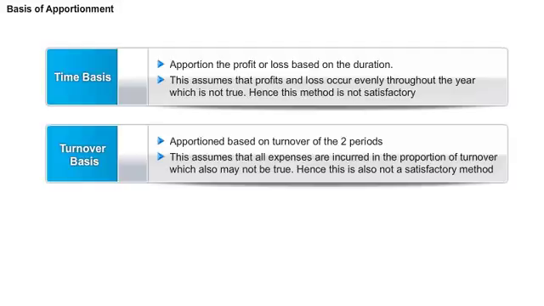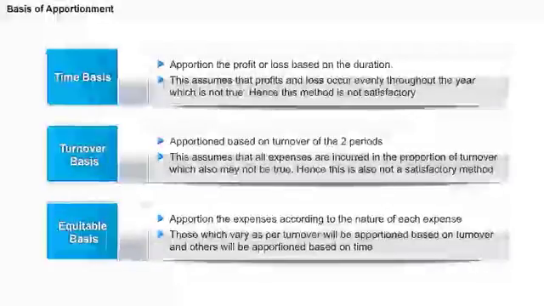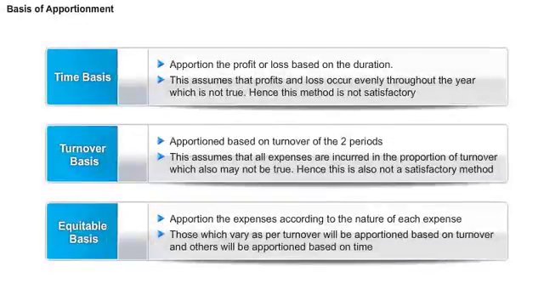Obviously, this assumes that all expenses are incurred in the proportion of the turnover, which also may not be 100% true. Hence, you cannot ideally adopt only time basis or only turnover basis. You will have to have a good combination of the two. For the items which are related to time, you should adopt time basis, and for the items which are related to turnover, you should adopt turnover basis. The equitable basis apportions the expenses according to the nature of each expense. Those which vary as per turnover will be apportioned based on turnover, and others will be apportioned based on time, which is basically a hybrid of time basis and turnover basis.